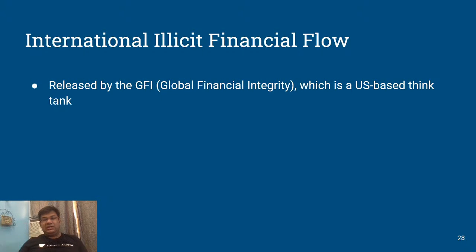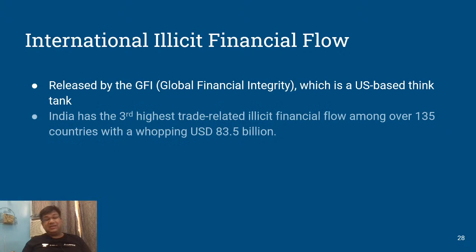So this was released by a US based think tank. Just like Indian think tanks like Niti Aayog can be important, this is also a fairly important one called the Global Financial Integrity, or GFI, which is based in the United States. India has the third highest, this is whopping, third highest trade related illicit financial flow among over 135 countries, with a whopping 83.5 billion US dollars.